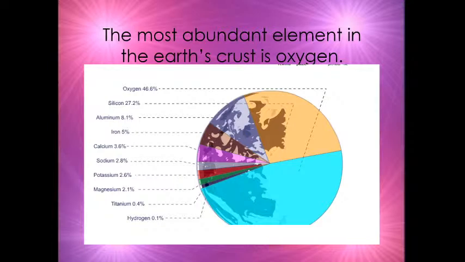Titanium is 0.4%. Magnesium is 2.1. So the most abundant element is what? Oxygen. How much percentage can we see? 46.6%. Silicon means what? 27.2%. Aluminium 8.1%. So we can see how elements, when you try to find out in your body, you will find that in a body also most of the portion is oxygen, then carbon and hydrogen. So our body is also made up of three main elements, that is carbon, hydrogen, oxygen. And since we also have protein in our body, nitrogen is also present, right?